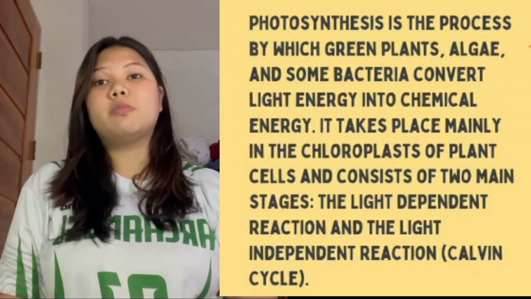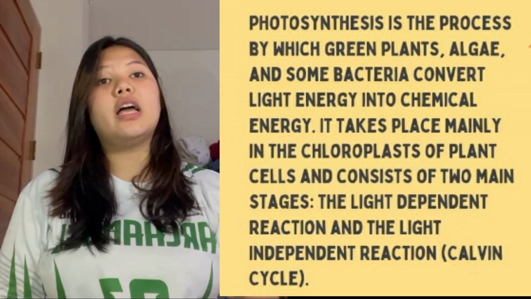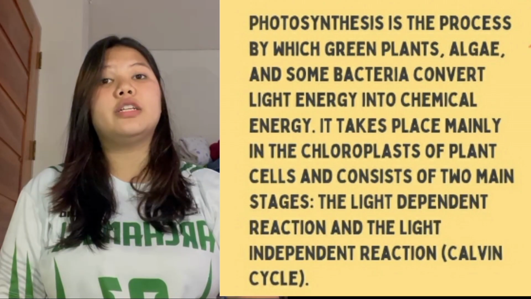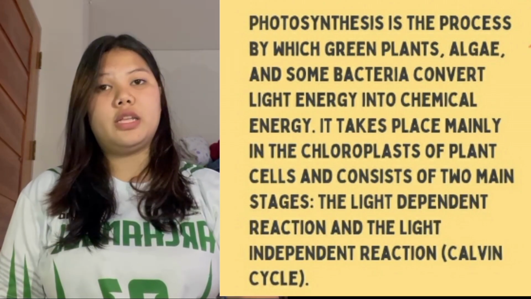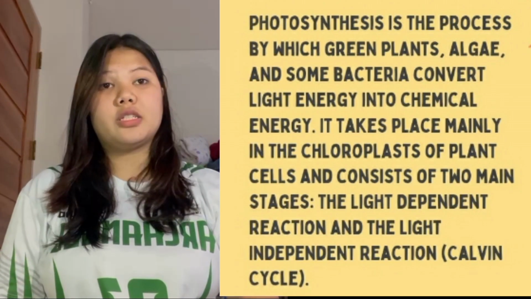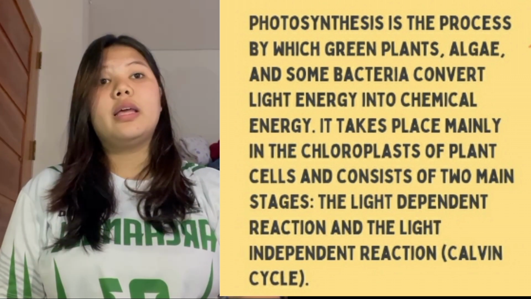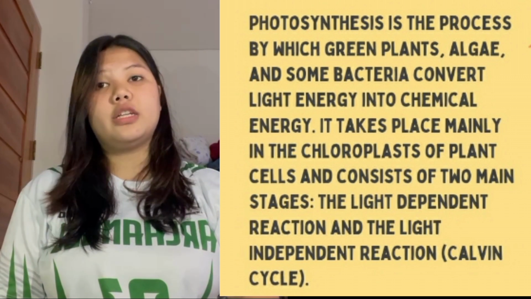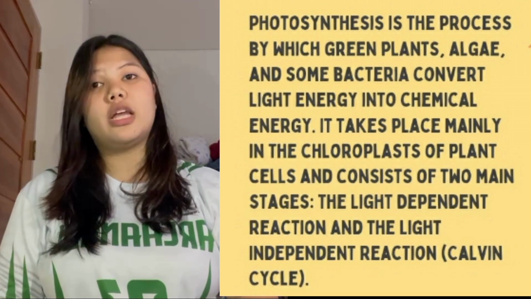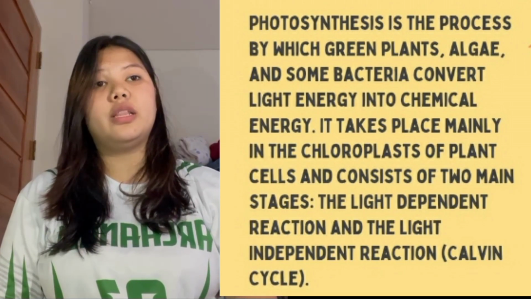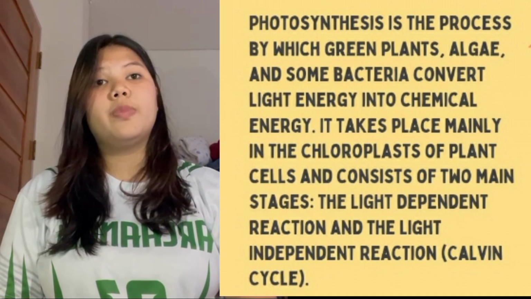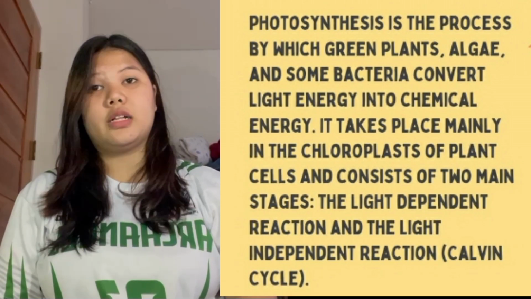Photosynthesis is the process by which green plants, algae, and some bacteria convert light energy from the sun into chemical energy. This important process mainly takes place in the chloroplast of plant cells. It is divided into two stages, the light-dependent reaction and the light-independent reaction, also known as the Calvin cycle.